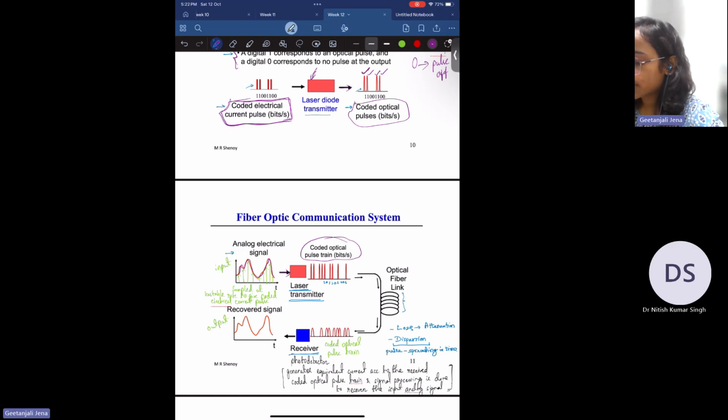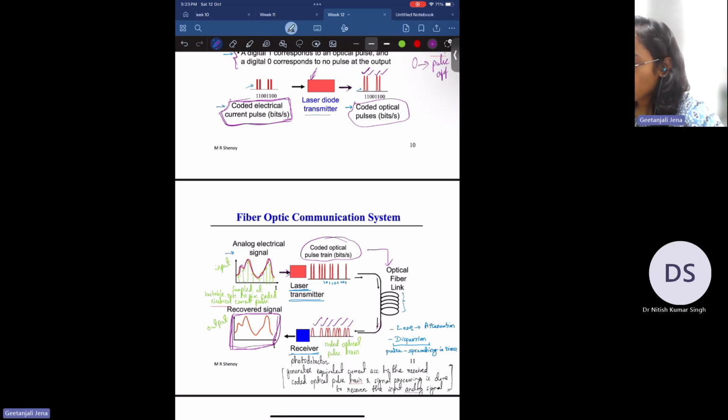This coded optical pulse train is transmitted through an optical fiber link through total internal reflection. At the output, we'll see a coded optical pulse train like this. This pulse, at the end of the optical fiber, is fed to a receiver, which is nothing but a photo detector, and it generates equivalent current based on the received optical pulse. By signal processing the coded optical pulse train, it can recover the input analog signal. If you see this figure, this is the recovered signal. In this way, the electrical signal can be transmitted through this optical fiber link and regenerated at the output.